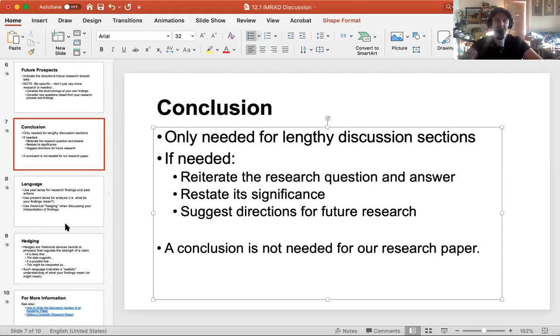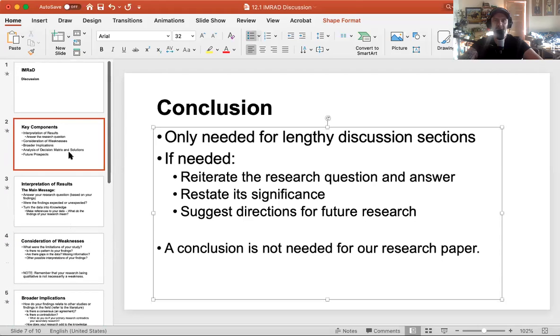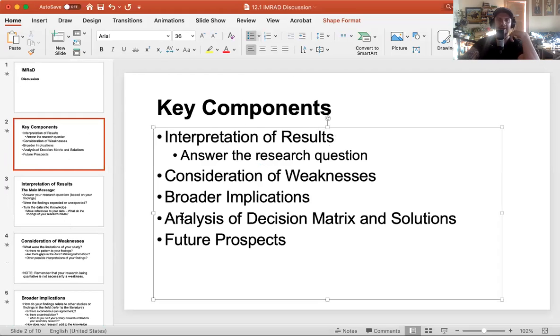Before I go into language and hedging, the other section that I didn't write about is the one that I wrote in, analysis of decision matrix and solutions. We'll look at that, but essentially what you need to do along with our problem solving model, in the introduction, we need to prove that it's a problem, that this isn't actually an issue. In the method section, we're going to detail our methods to show our list of investigative steps and our ethos and credibility as researchers. In the results section, we're going to list the results, including the decision matrix.